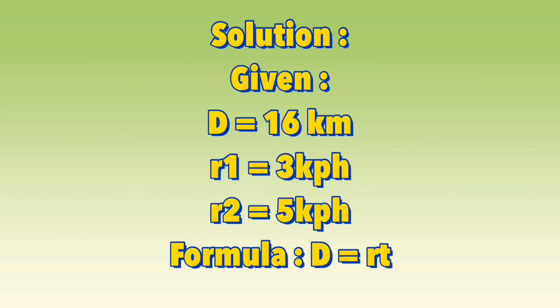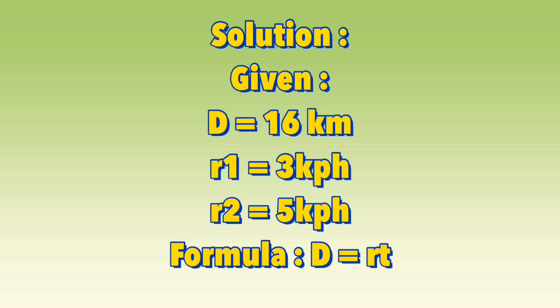Okay, our solution, we have to pick up first the given. The distance is 16 kilometers. For Lorna, we have 3 kilometers per hour as the rate, and for Peter it is 5 kilometers per hour. And we have to use the formula d equals rate times time. This is the uniform motion formula. When we say uniform motion, we mean to say the speed is constant.